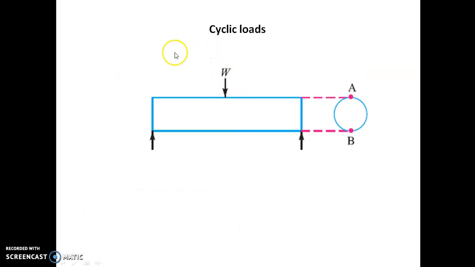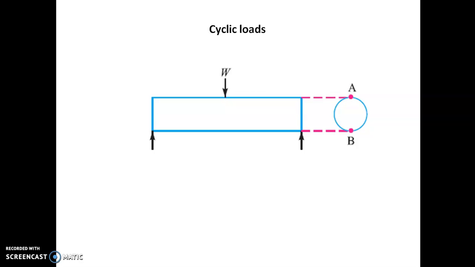So cyclic loading. What is cyclic loading? Consider a shaft kept between two bearings, supported between two bearings, so it acts like a simply supported beam. A load W is acting. For 180-degree rotation of the shaft, it is under tension, and for the remaining 180-degree rotation, it is under compression. So this is called cyclic loading. It alternately changes: tension, compression, tension, compression.